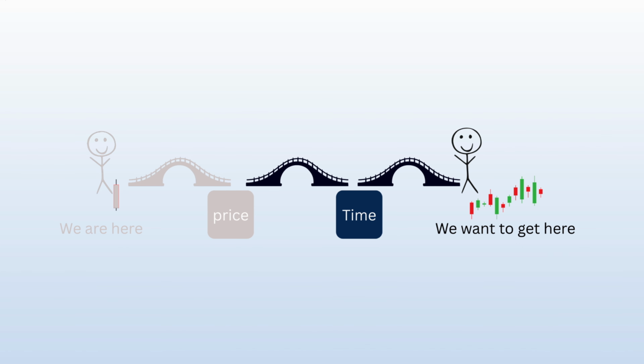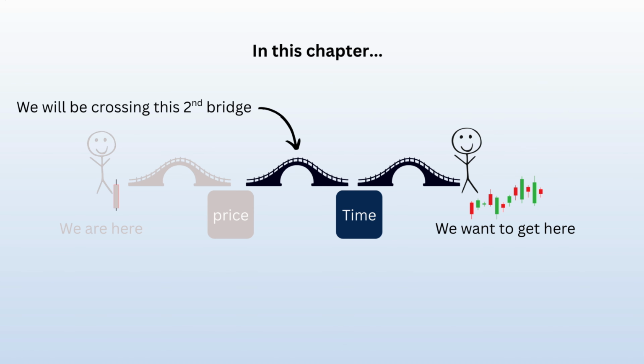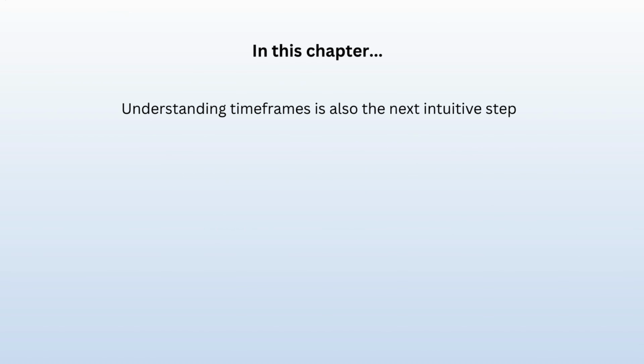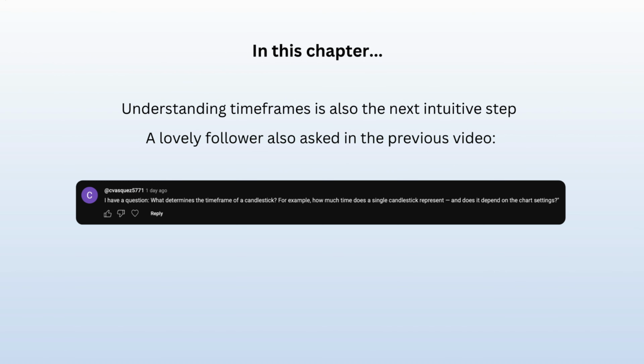Going back to our journey, this is what we've done so far. We already understand the concept of price. Now in this journey, we will be crossing this second bridge where we're going to be able to understand and really genuinely comprehend the concept of time relating to candlesticks. And understanding time frames is actually also the next intuitive step, because a lovely follower also asked in the previous video, I have a question. What determines the time frame of a candlestick? For example, how much time does a single candlestick represent? And does it depend on the chart settings? Let's answer this question then.